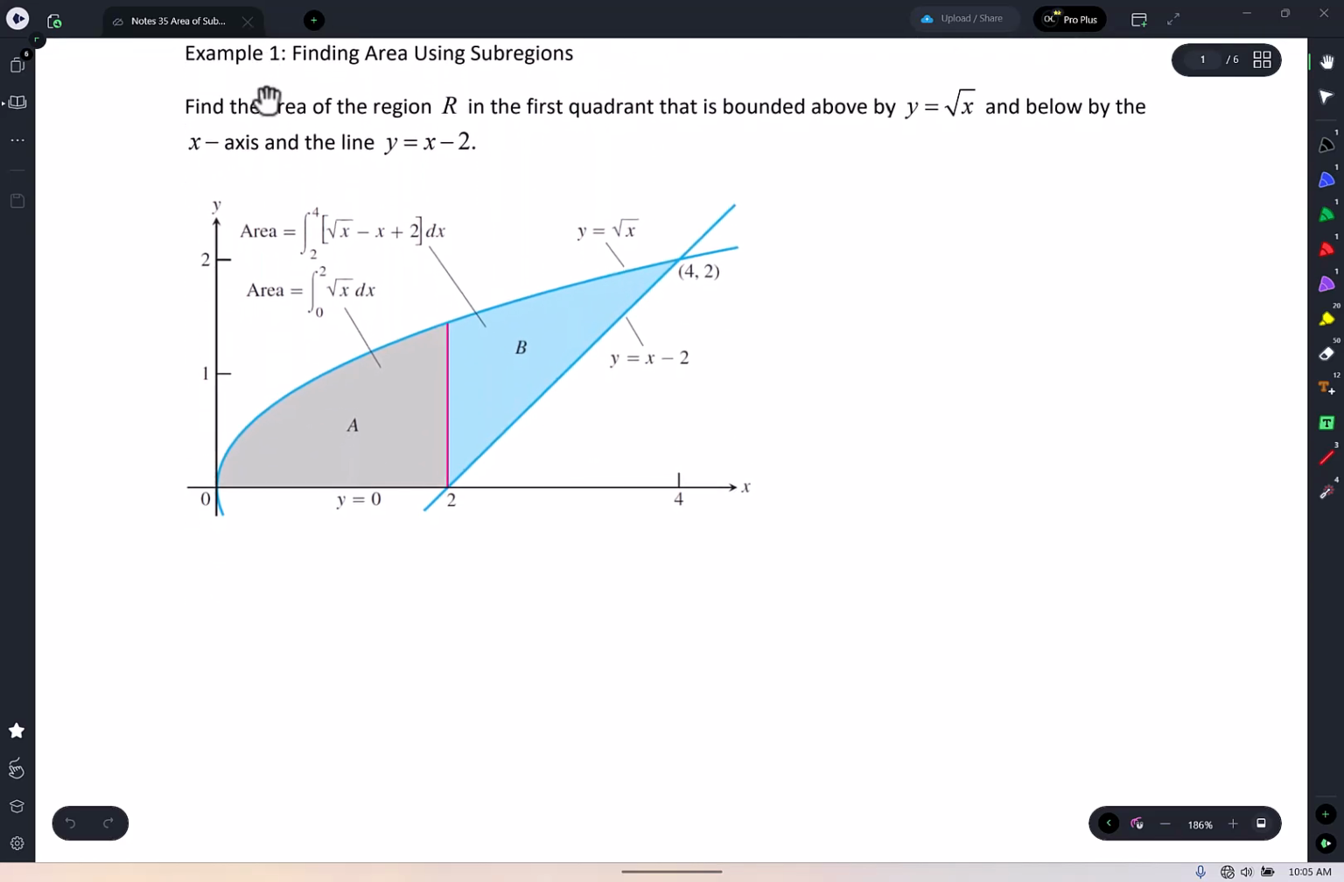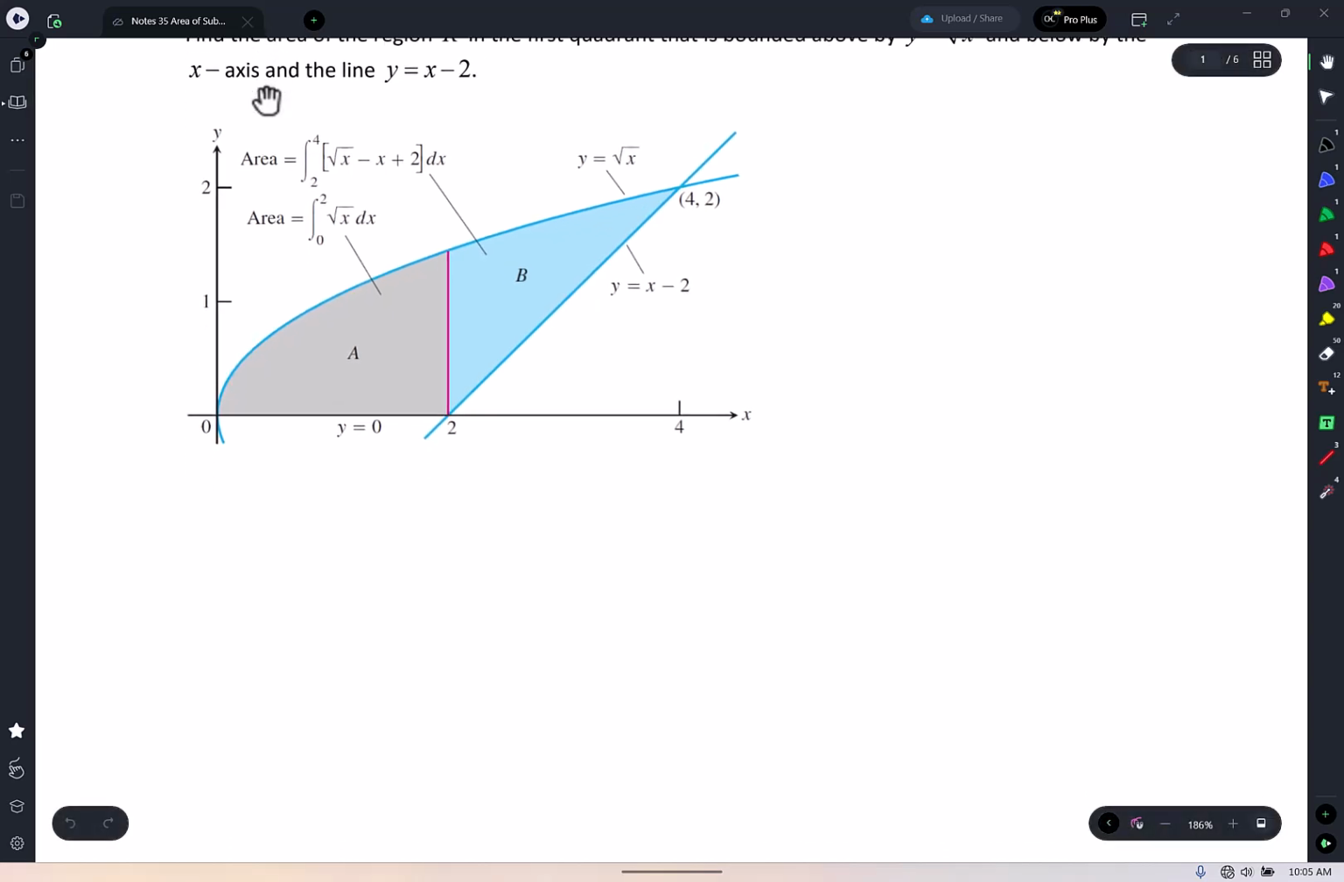It says, find the area of the region R in the first quadrant that is bounded above by y equals the square root of x and below by the x-axis and the line y equals x minus 2. So everything here that you see pictured, they want the area. So knowing what we know, here's one way. You can do this in two separate integrals.